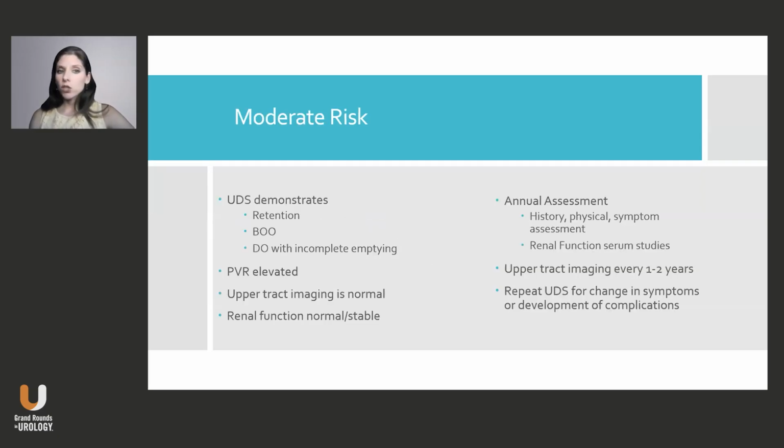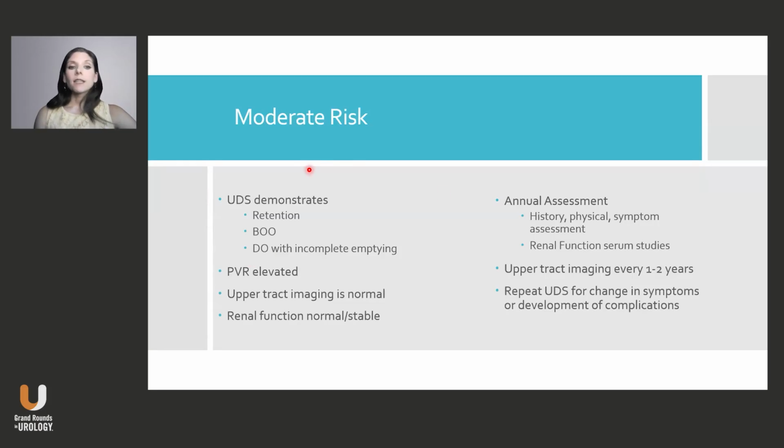So if you've done that initial evaluation, sometimes those patients are going to then fall into the low risk category. You will have realized that they actually have synergistic voiding and low pressures, and then they can be low risk for now. But most of them are going to fall into the moderate risk or into the high risk category. So for moderate risk, what does that mean?